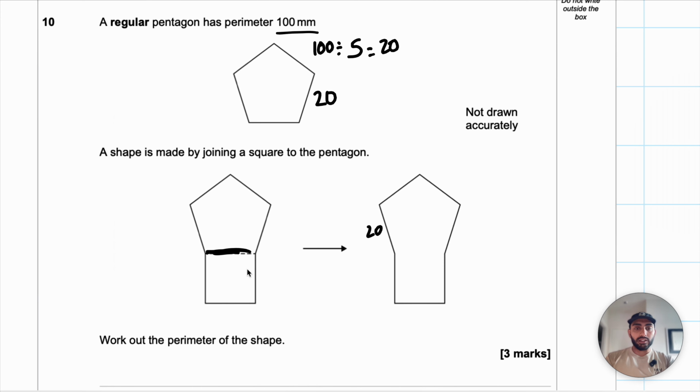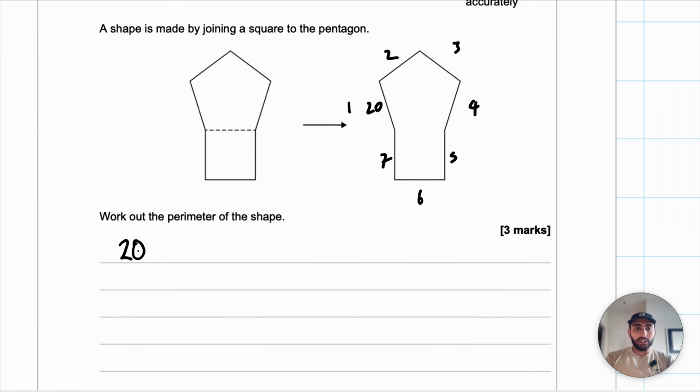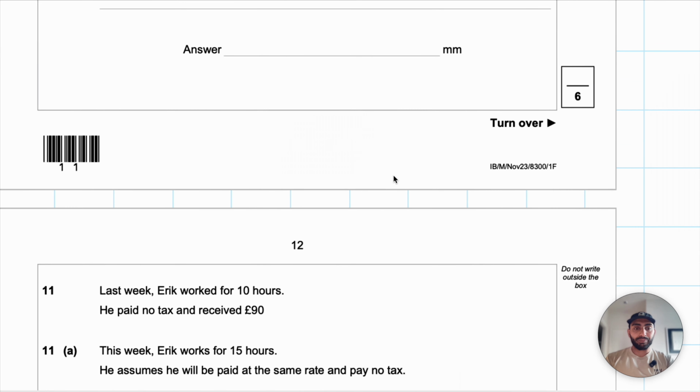And because this side is worth 20 and each side on a square is the same, all of these will be worth 20. So let's count how many sides we have in this new shape. We have 1, 2, 3, 4, 5, 6, 7, and all of them are going to be worth 20. So we're doing 20 multiplied by 7, which gives me 140 millimeters. That's the distance around the outside of the shape.